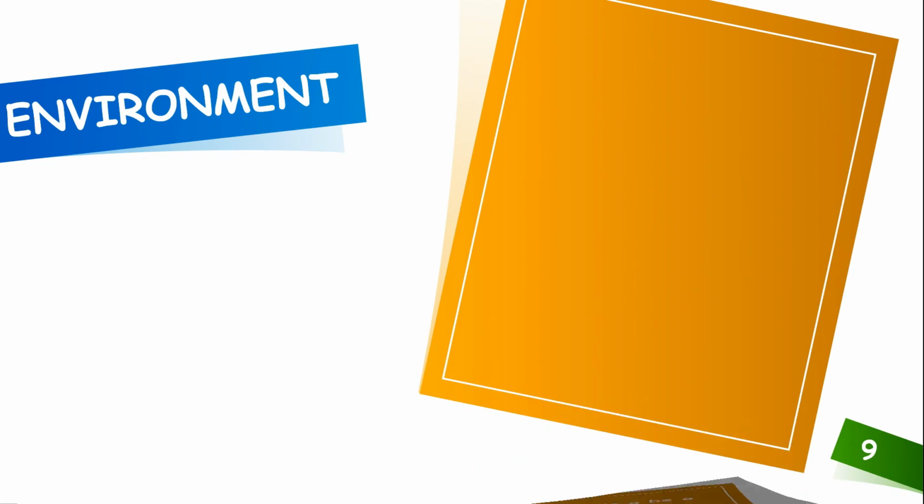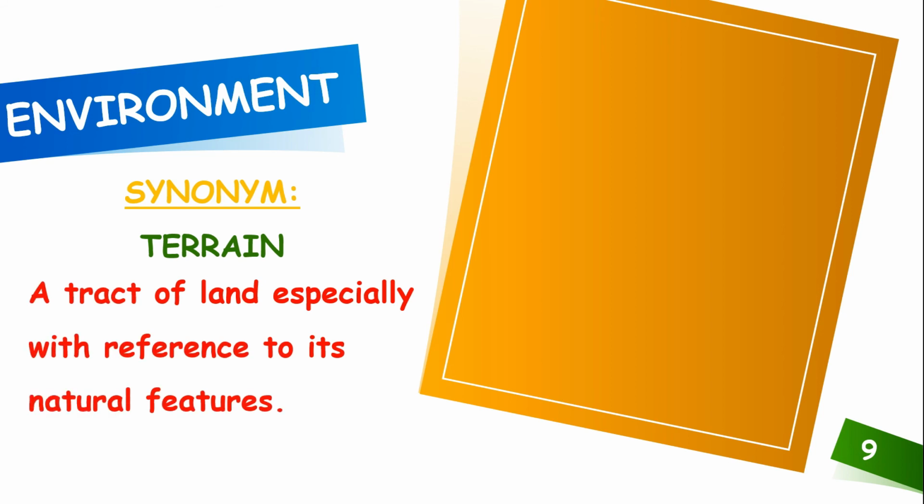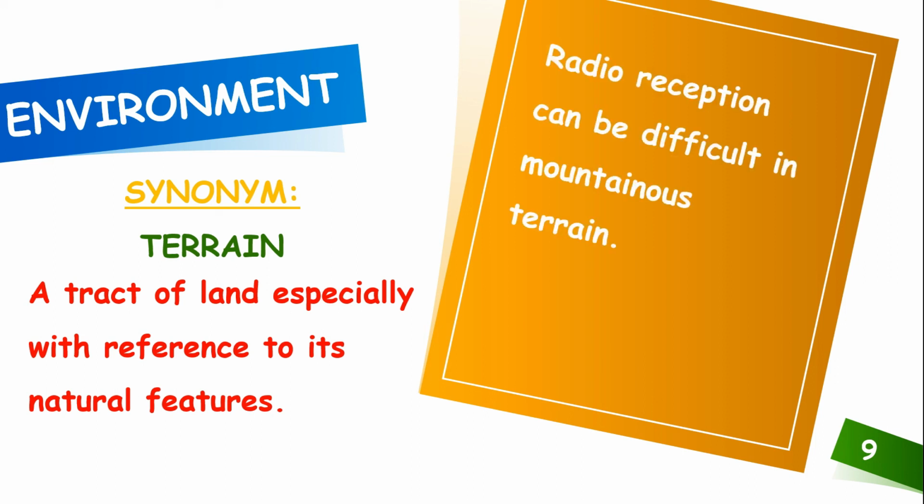The ninth synonym of the word environment is terrain. Terrain is a tract of land, especially with reference to its natural features. Now, let us see how to use this word in a sentence where it means environment. The sentence goes like this. Radio reception can be difficult in mountainous terrain. This sentence means that getting radio signals in an environment of mountains is difficult.